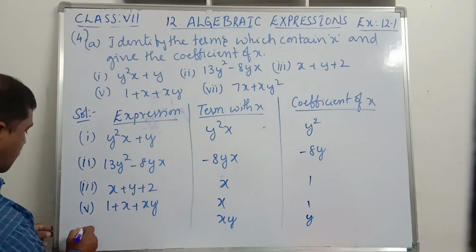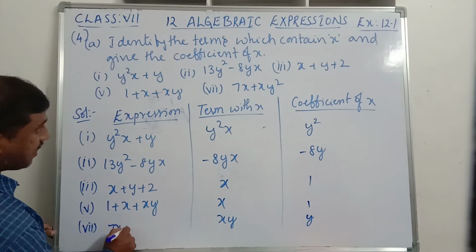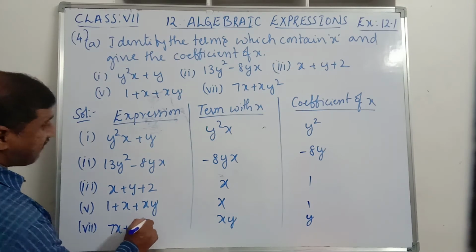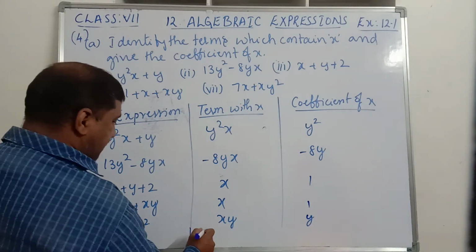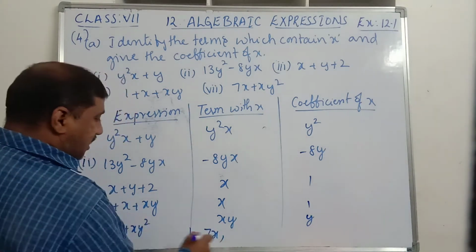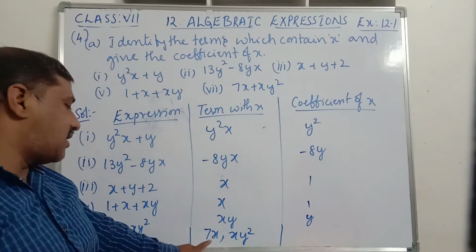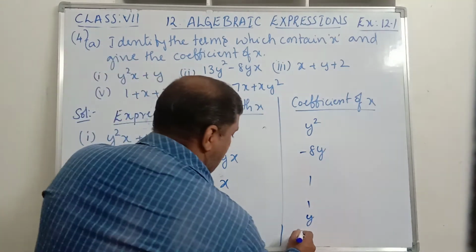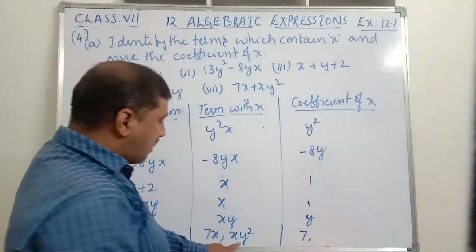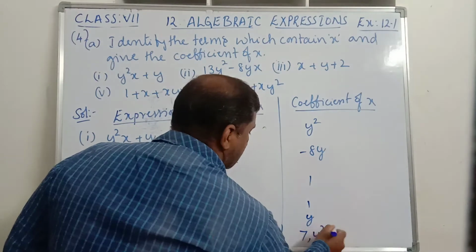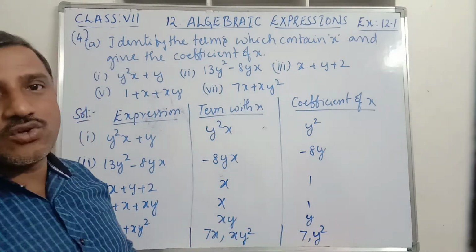Then the seventh question here we have. The seventh question, 7x plus xy square. Here two terms contain x, that is 7x is one term, the other term is xy square. Therefore what is the coefficient for 7x? It is 7. For xy square the coefficient is, other than x, what we have? Y square, that is y square. Two terms, space is not there, I wrote adjacent to each other.